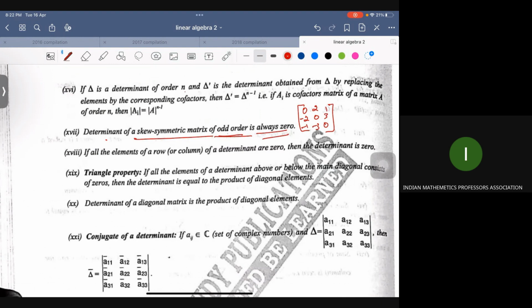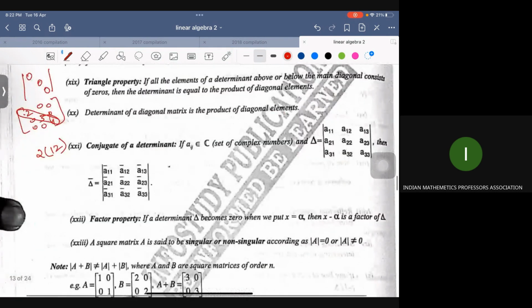If all the elements of a row of a determinant are 0, then the determinant is 0. If all the elements above or below the main diagonal are 0, that is an upper triangular or lower triangular matrix, then the determinant is the product of the diagonal elements. The determinant of a diagonal matrix is the product of its diagonal elements. If 2, 3, 4 is a diagonal matrix, by calculating 2 into 3 into 4 we get 24. So the product of the diagonal elements is the determinant.